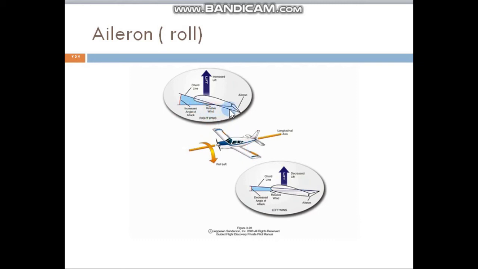When the right aileron goes down, the angle of attack will increase and will raise the right wing. The opposite will happen with the left wing. The aileron goes up, the angle of attack will decrease, and the left wing will go down. That will make a rolling around the longitudinal axis, and it will be to the left side.